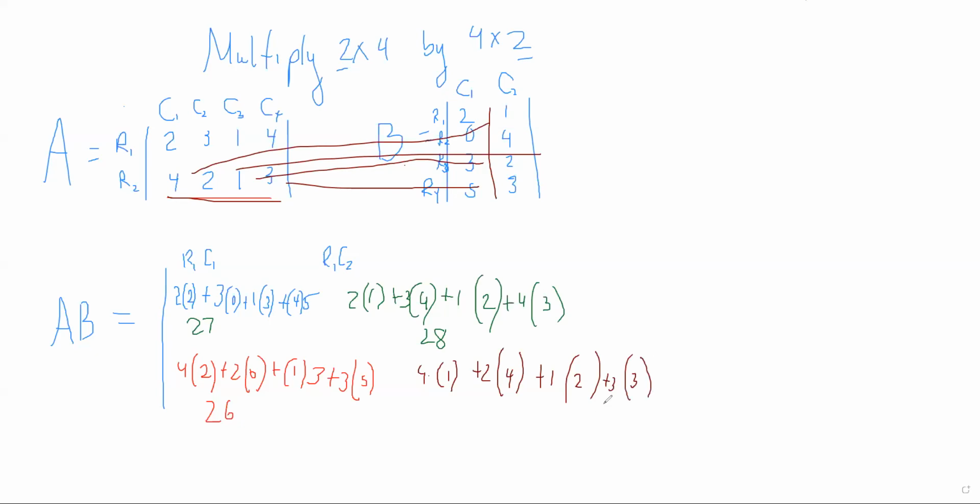That's going to lead to 4 and 8. I'm sorry, I have to keep thinking. 4 and 8 is 12, 14, 23. So those are my 4 entries, and my final answer is 27, 28, 26, and 23. That's one example.